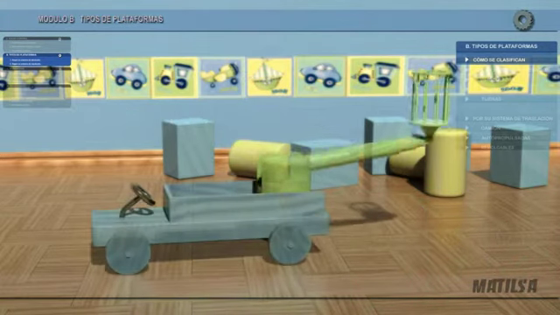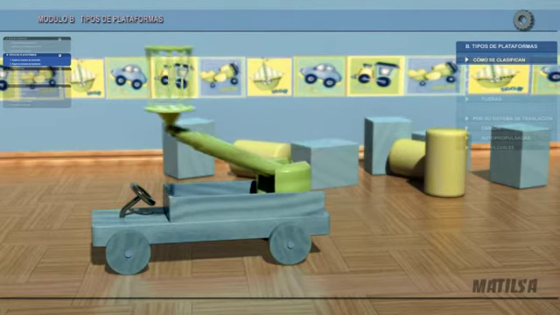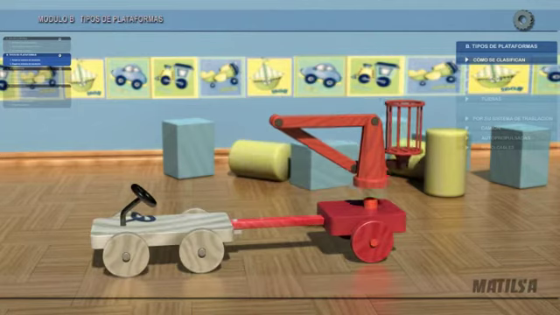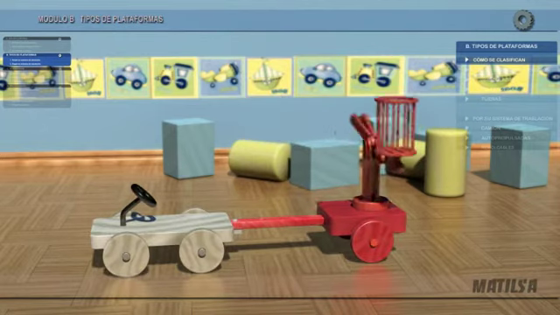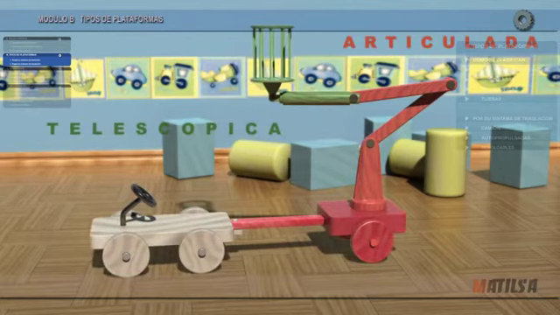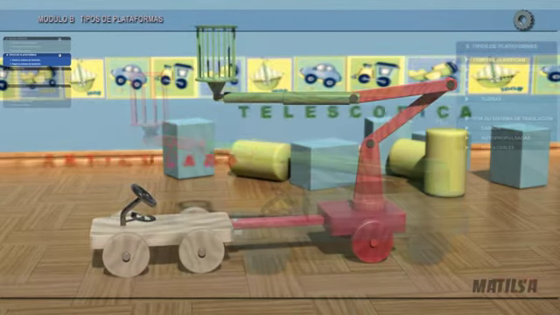We can combine the different systems of elevating and transportation to satisfy all working needs. It is also frequent in the articulated and telescopic types to combine both systems in order to obtain greater versatility, as we will see later.